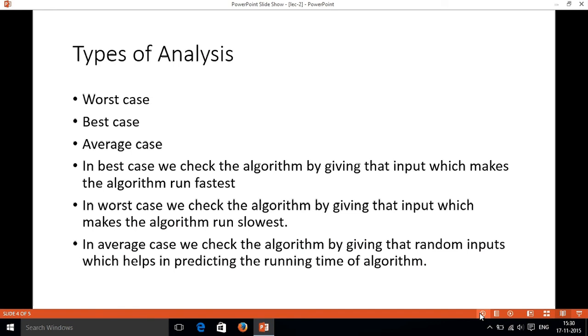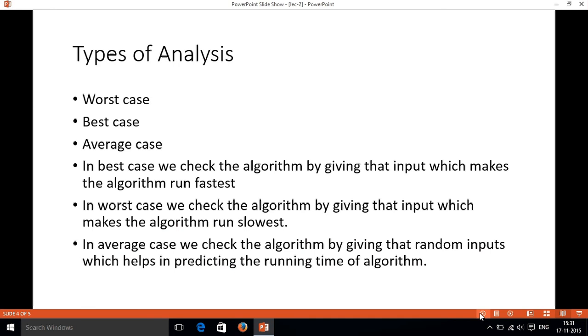Now, there are three cases in finding the complexity of the algorithm: best case, worst case, and average case. In the best case, we give those inputs to our algorithm which make our algorithm run fastest. In the worst case, we give those inputs which make our algorithm run slowest. In average case, we check the algorithm by giving it random inputs which help us predict the running time of an algorithm.